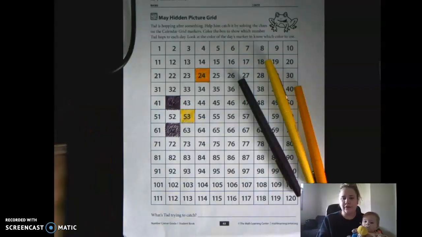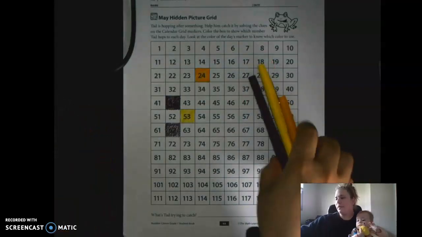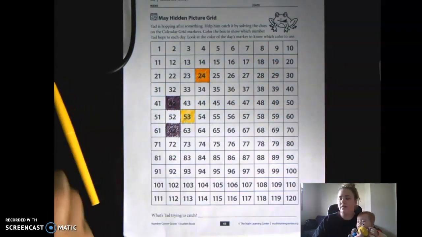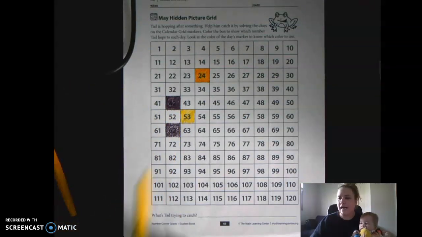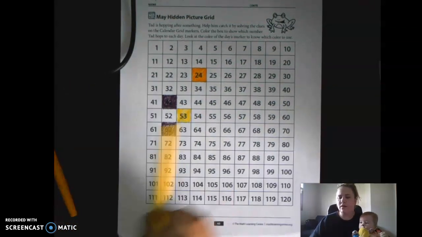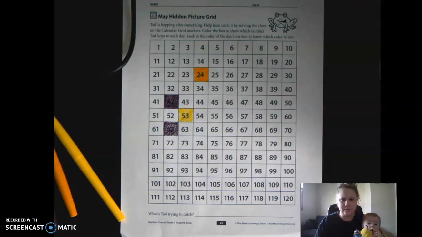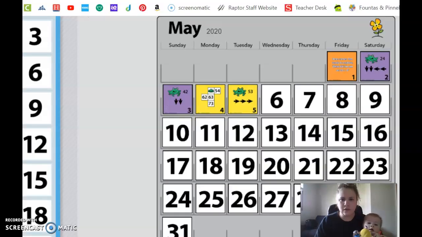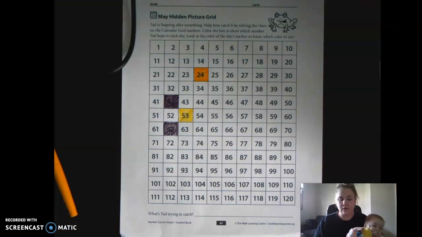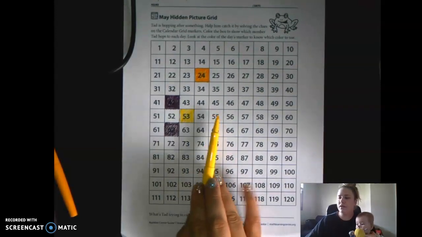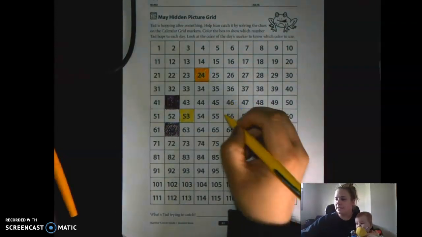So here is our picture grid for May, and I have my three colors, and our calendar marker for today was yellow, and it said to hop 2 from 53. Oh, did it say 2 or 3? Oh, we need to go back and check. 3. Okay. Bless you, baby. Okay, so we're going to go 3 to the right from 53. 1, 2, 3. 56.